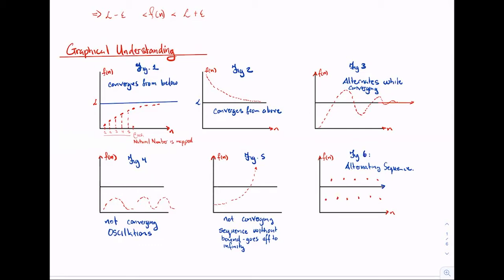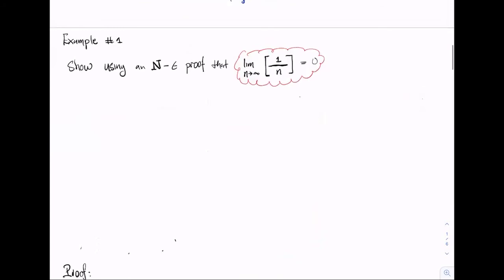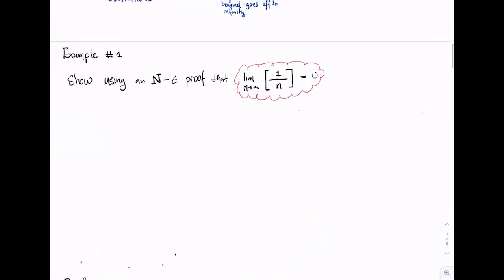All right, so let's jump right into an example of how we can prove that the limit of a sequence is a particular value. Example number 1: show using an N-epsilon proof that the limit as n approaches infinity of 1 over n is equal to 0. Here, we should recognize that L is 0.